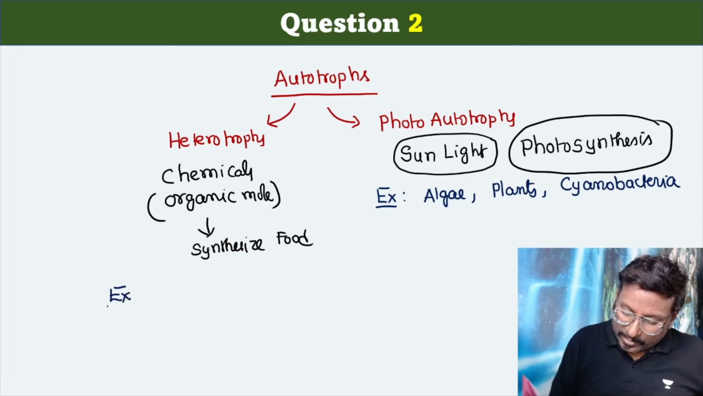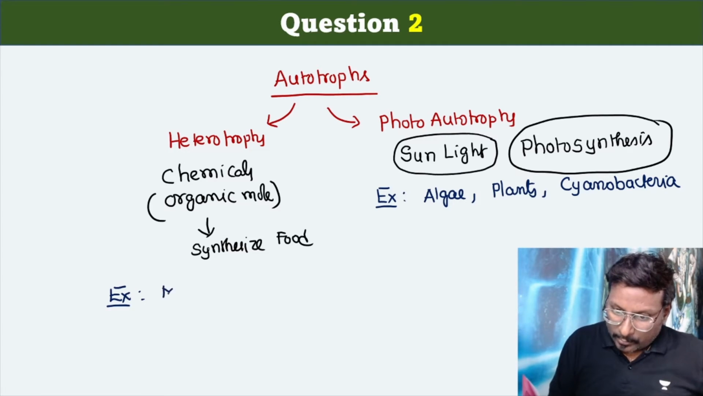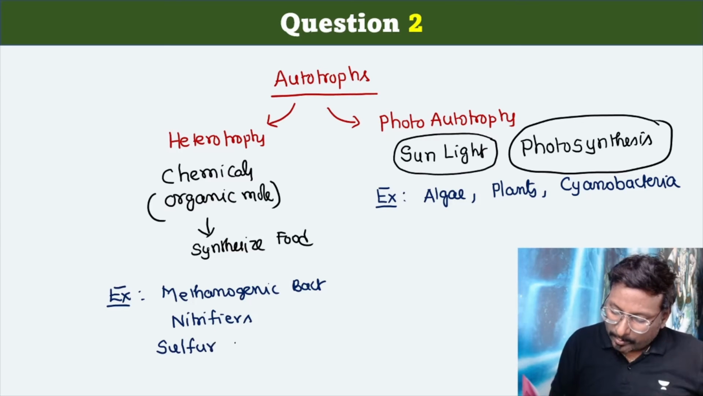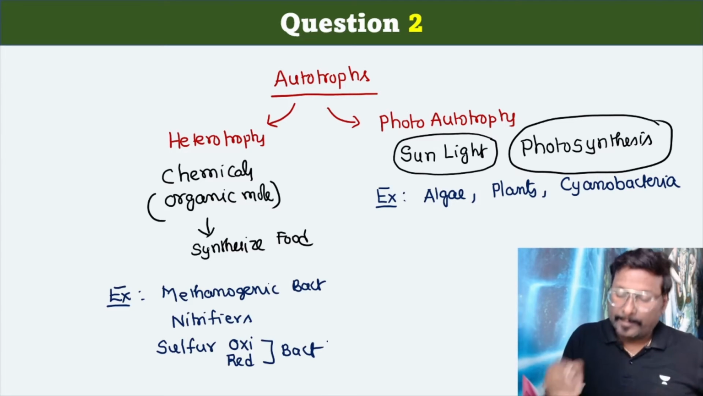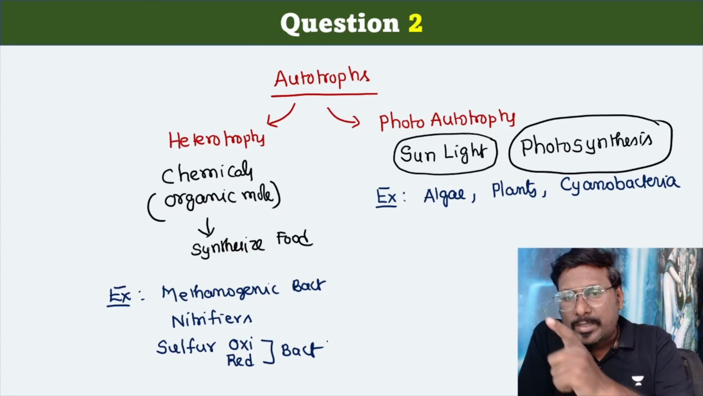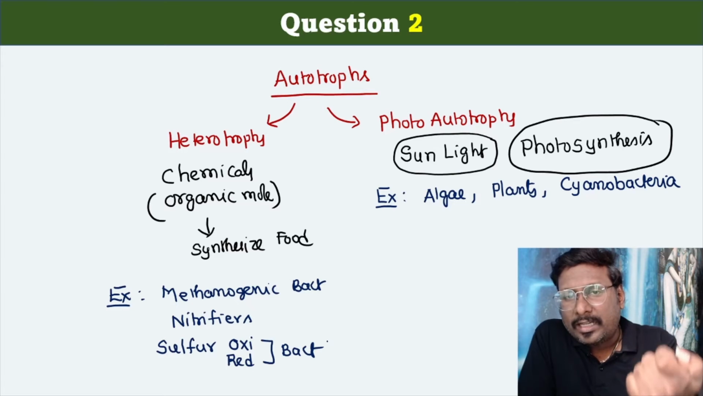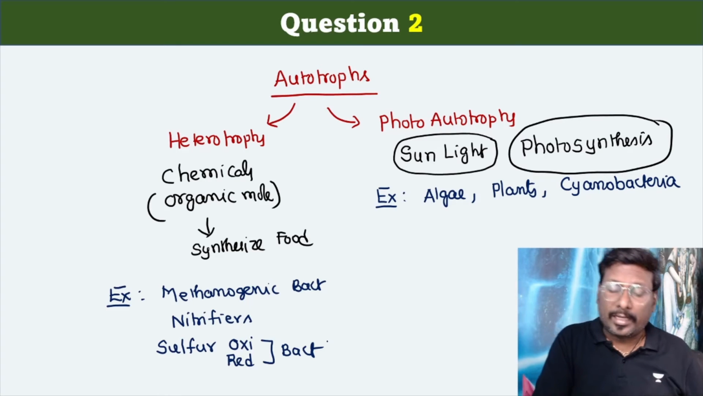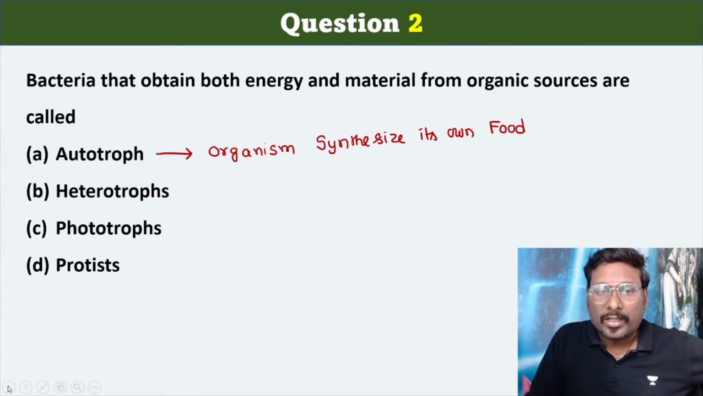And heterotrophs ka example kya hai? Methanogenic bacteria, nitrifiers, sulfur oxidizing and reducing bacteria, both types of bacteria. That comes under the chemotrophs. So autotrophs get energy from sunlight and through photosynthesis, with carbon dioxide and inorganic matter they manufacture food. Heterotrophs take chemical energy from organic molecules, then manufacture the food.